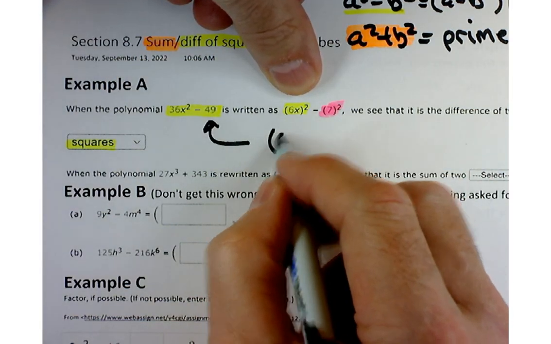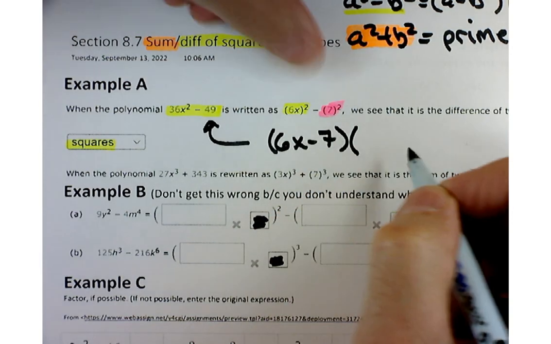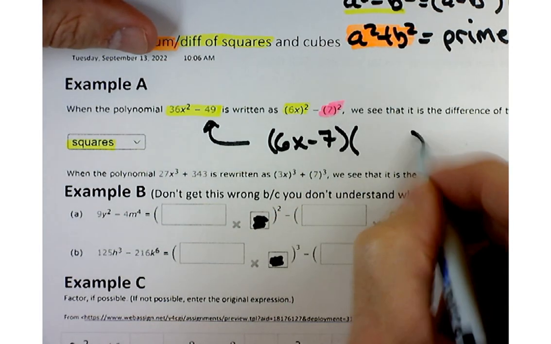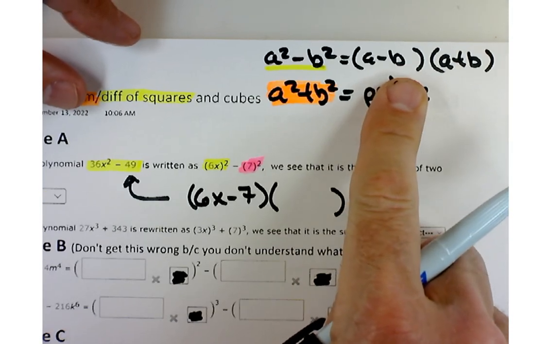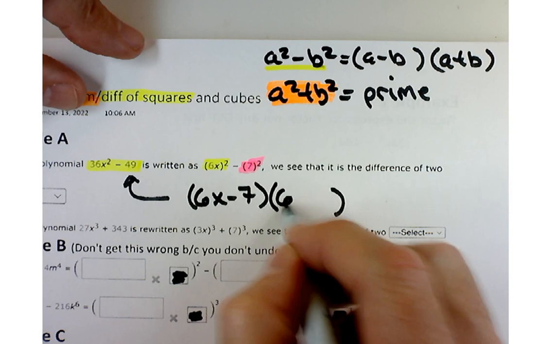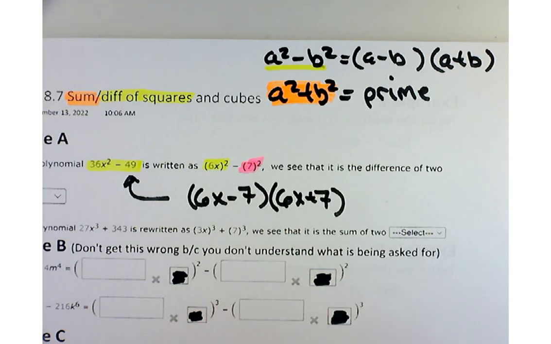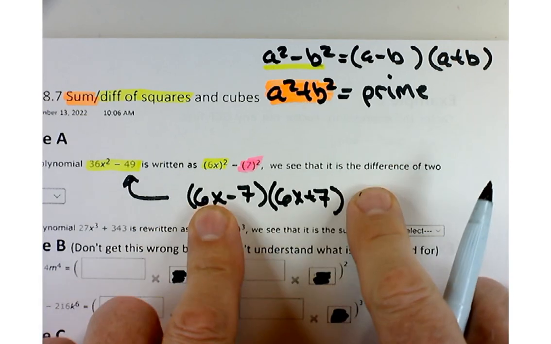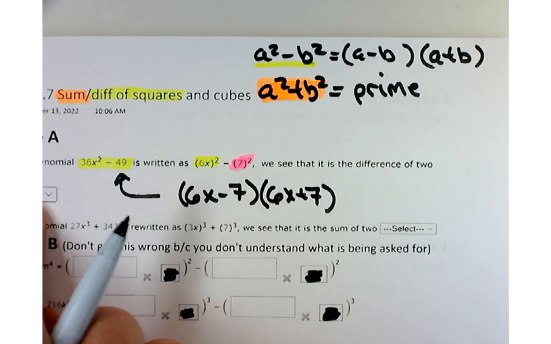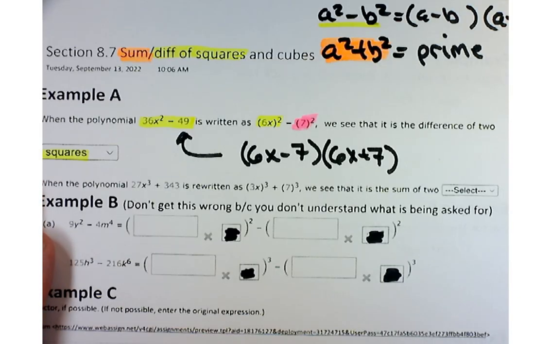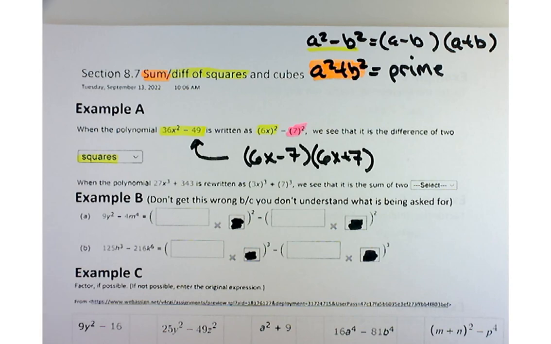Understanding this, I can write that as 6x minus 7. Can anyone fill in the blank? What would the next one be? 6x plus 7? Yeah, 6x plus 7. And that's it. There's your factorization. Of course, they're not looking for something quite so much there. They're just looking for this cheap answer right here. But that's okay. It's all right to do a little bit more here.